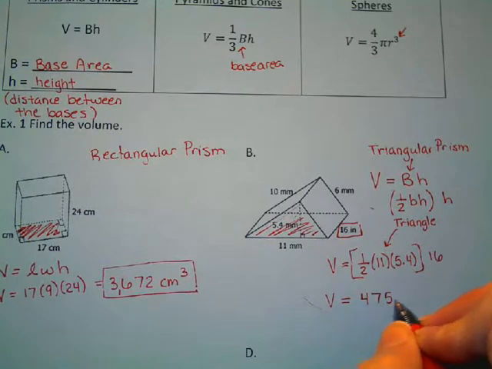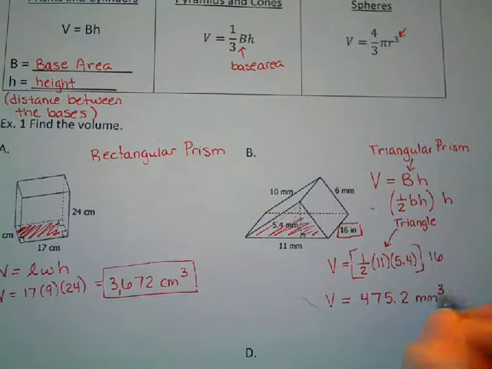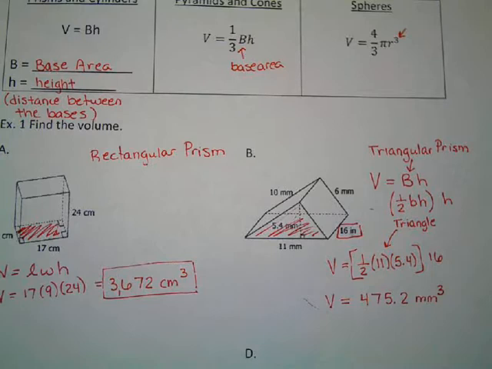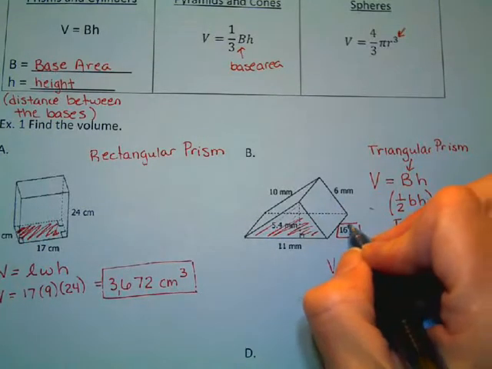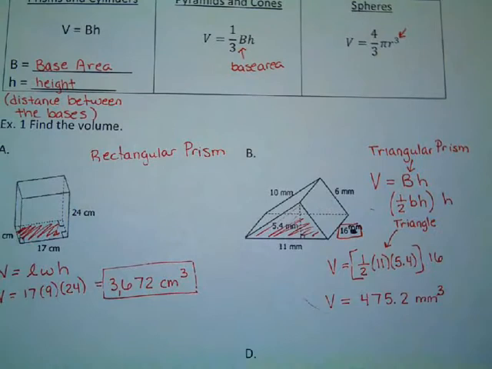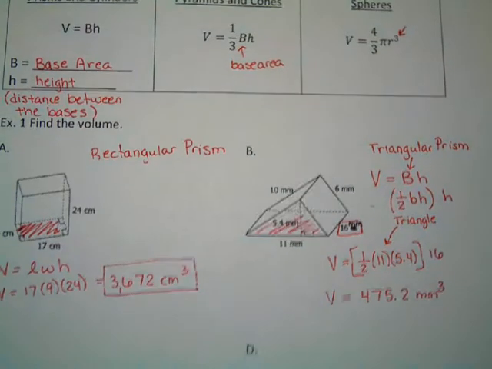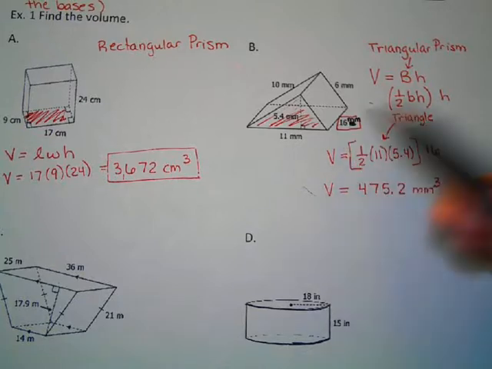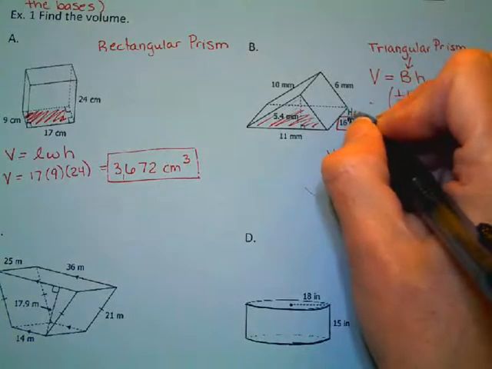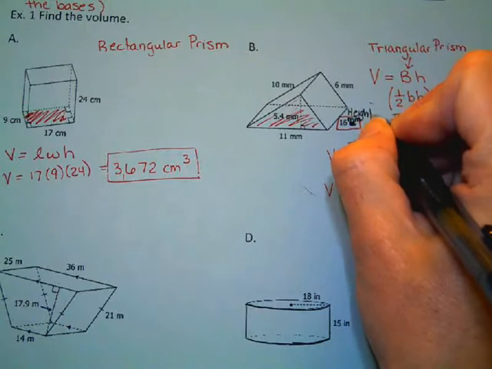475.2 millimeters cubed. This one had a typo on it. You'll see the one I circled said inches for some reason. Everything else, that was just strictly a typo. This should say millimeters. So don't get confused. We weren't trying to trick you on converting things or anything. Literally is a typo. So that was the height. That's how far apart the bases were. Okay?